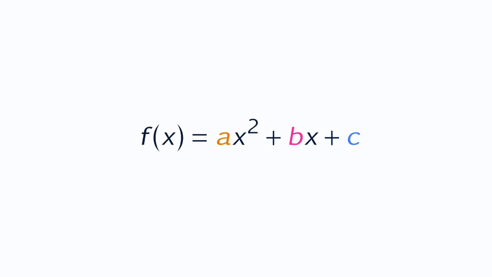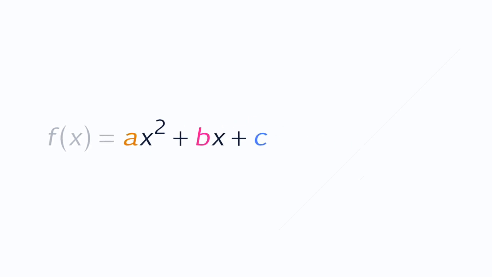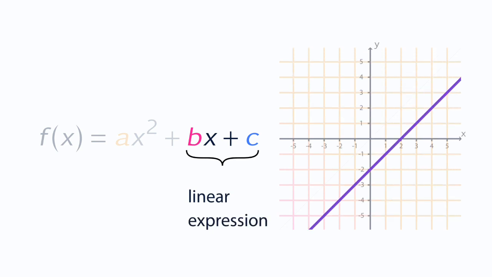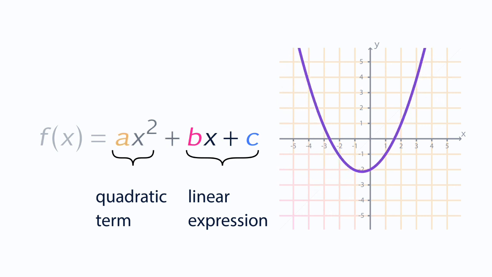F of x is the name of your function. On the right-hand side, you have the quadratic expression ax squared plus bx plus c. Recall that an expression where the highest degree is 2 is a quadratic expression. You can think of the quadratic expression as a linear expression plus a quadratic term ax squared. Like this.